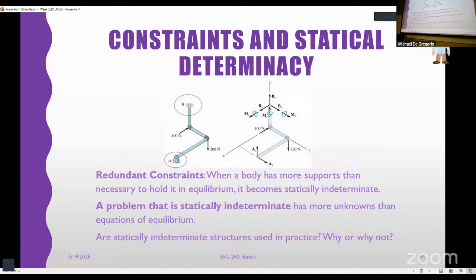Anyway, so if you over constrain something, what happens? What happens if you have a redundant constraint, right? Because it tells you in SolidWorks, you have too many constraints. These 2 are redundant, right? You don't need to define all of these constraints, okay? Redundant constraints is when we have more supports than necessary to hold it in equilibrium. So you have extra things in there.